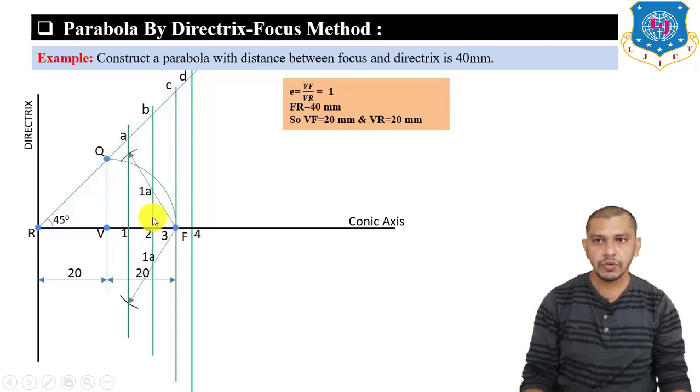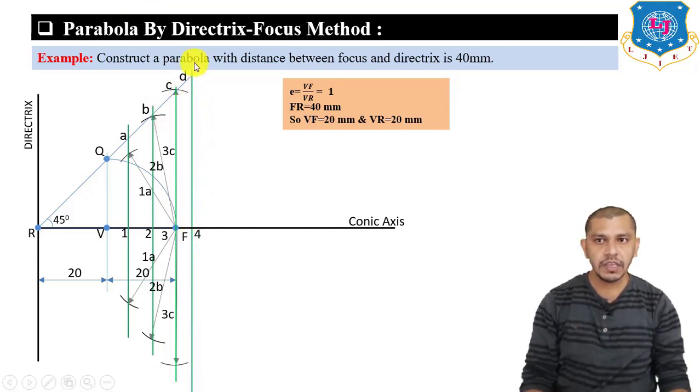Now measure 2 to B on the rounder, or 2B arc length, and from F as a center give an arc on both sides. Now measure 3 to C arc length on the rounder and give an arc from the focus point on both sides. This arc will intersect on this line.